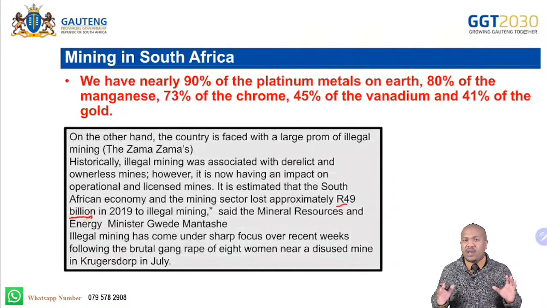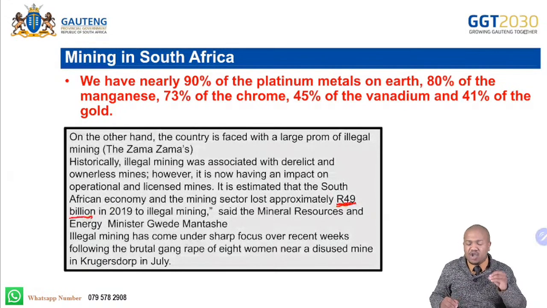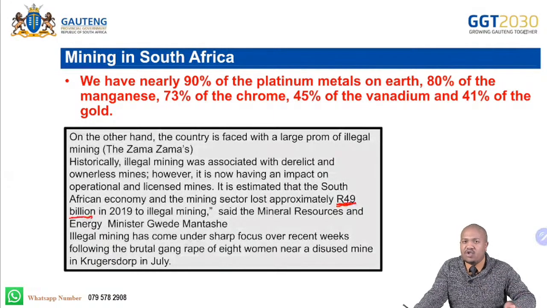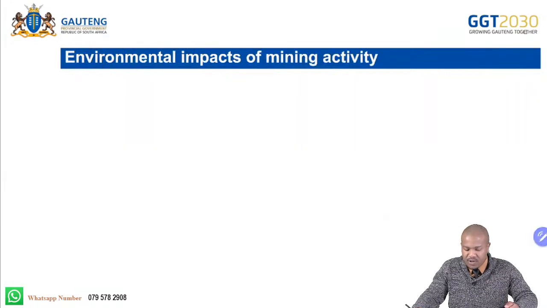Now, I want to focus more on the issue of the money. The South African government has lost up to about what? 49 billion rands in 2019 to illegal mining. That is a lot of money that could have gone to bettering our infrastructure, bettering our trade businesses, and bettering our economy as a whole. Are we together?